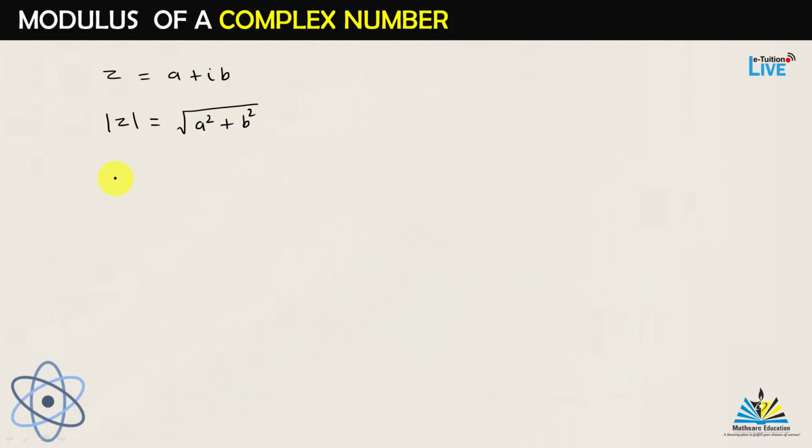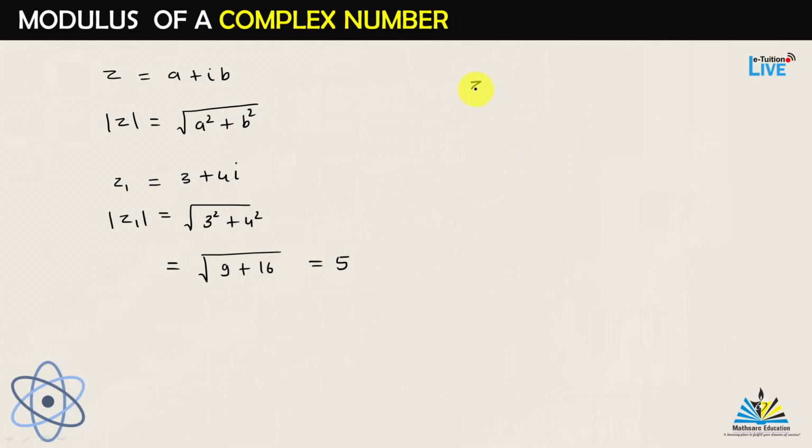Let's have an example. Z1 is 3 plus 4 iota. Then we define mod Z1 as equal to under root of 3 square plus 4 square, that is under root of 9 plus 16, that is 25. So this is 5.